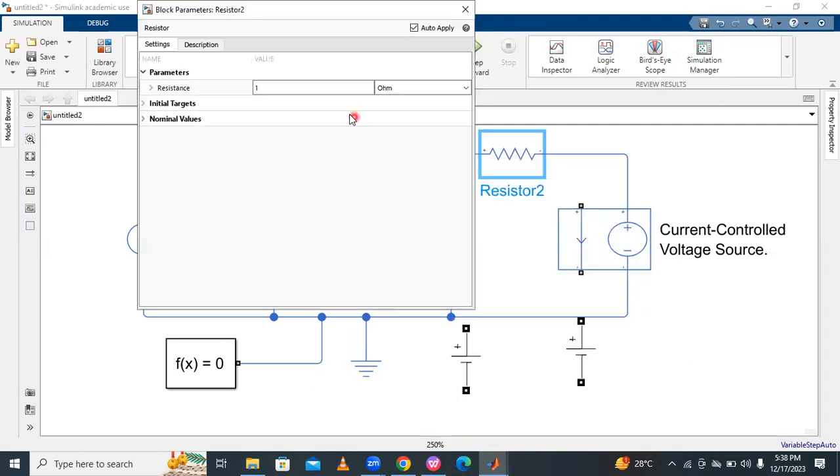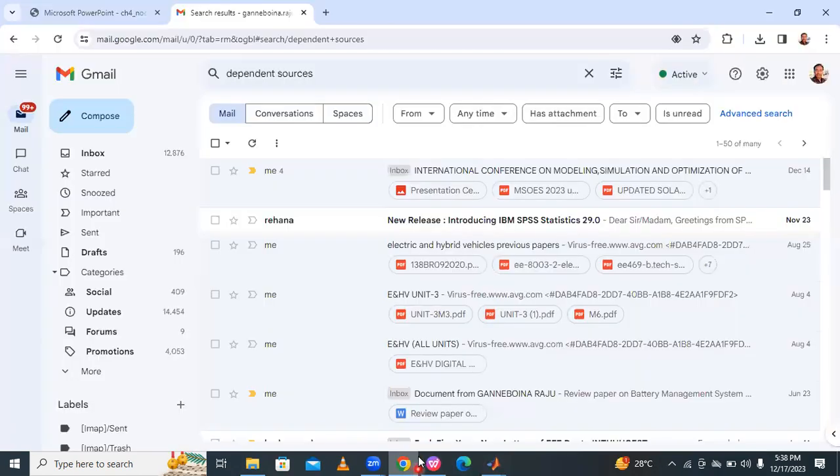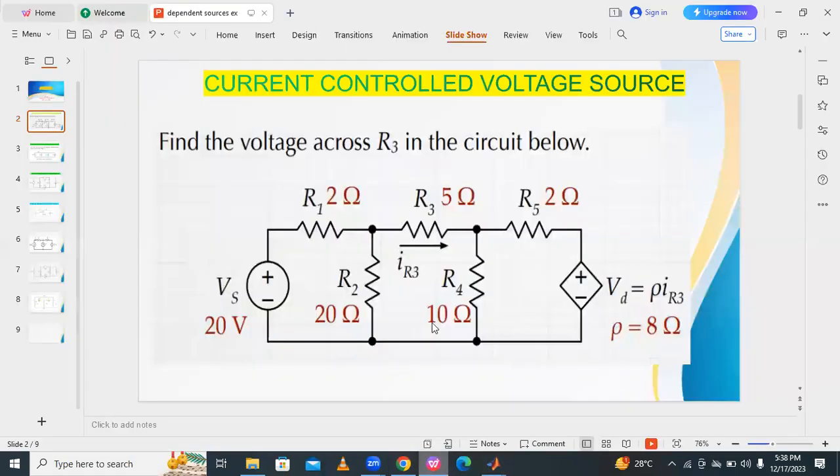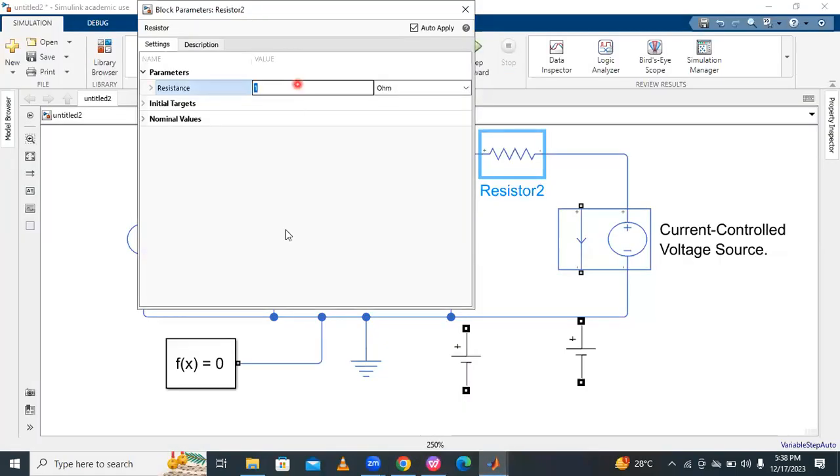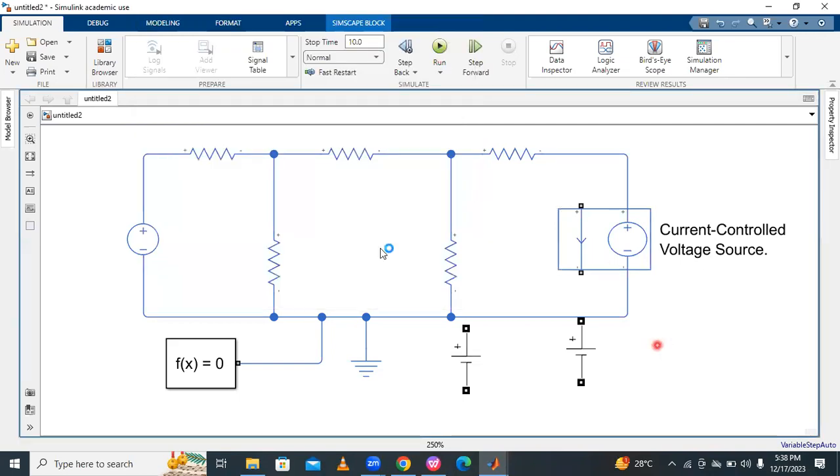And this resistance is called 2 ohms. Like this, the DC voltage source is having 20 volts. This is the 20 volts DC voltage source. What is the voltage here? 20 volts.